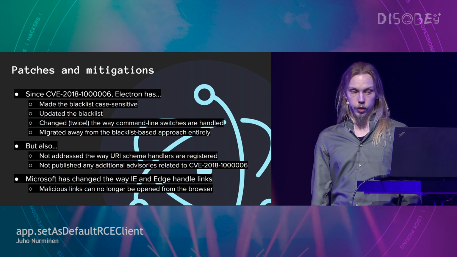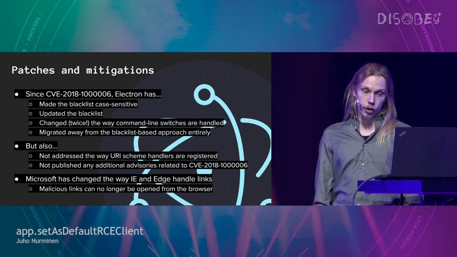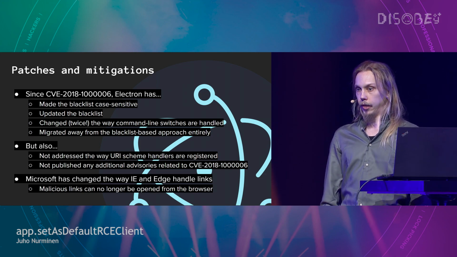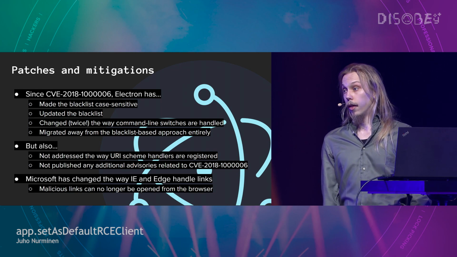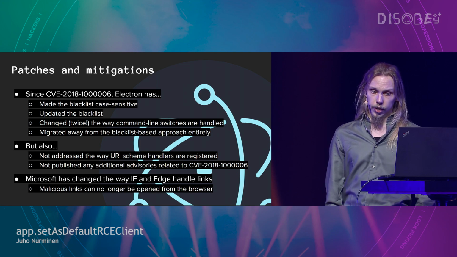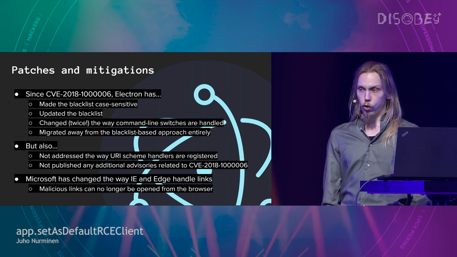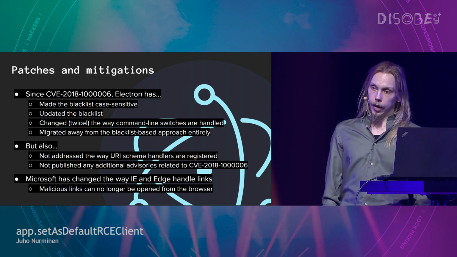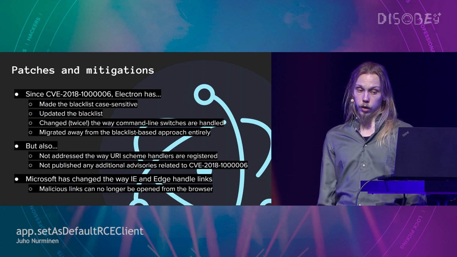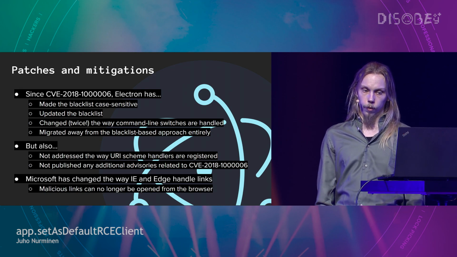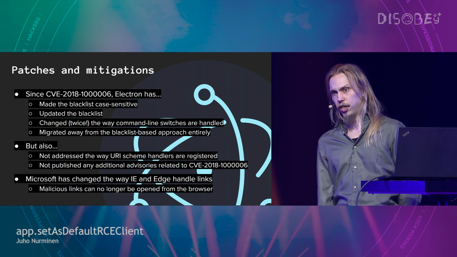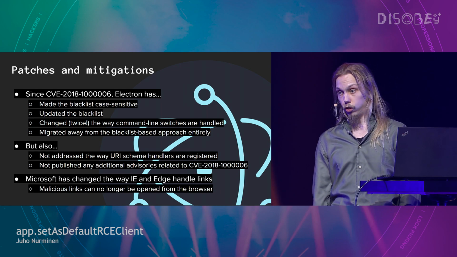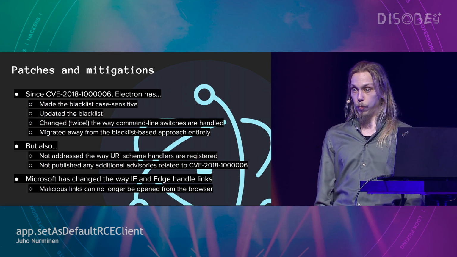They've also twice changed the way they handle command line switches in general. And the good news is that I'm not currently aware of any way to directly exploit CVE-2018-1000006. The bad news is that Electron still hasn't really addressed the root cause in any way. URI handlers are still registered in exactly the same way. And although Windows is partially to blame here, there are things that could be done in the framework as well. Electron has also not published any advisories, even hinting that the original patch to CVE-2018-1000006 was not sufficient. So this is basically the only place you're going to hear that.